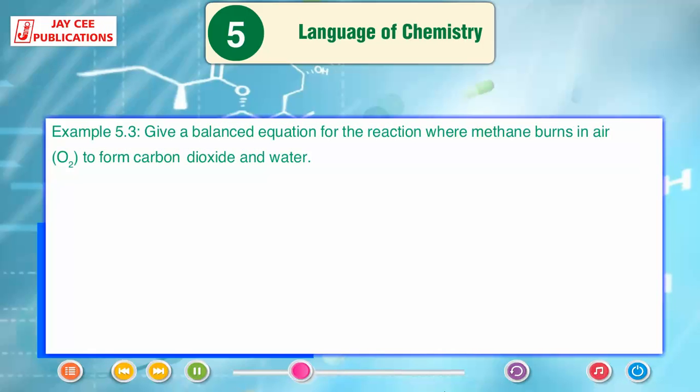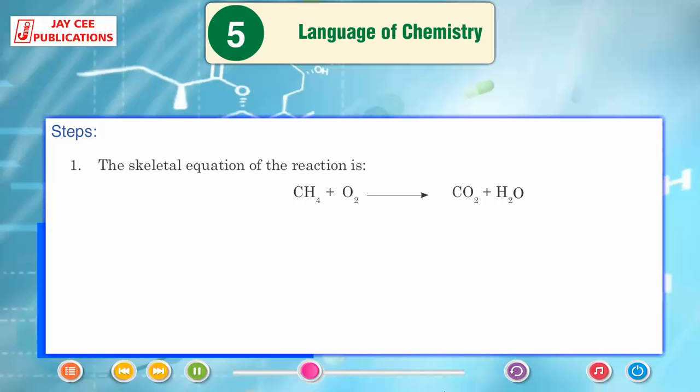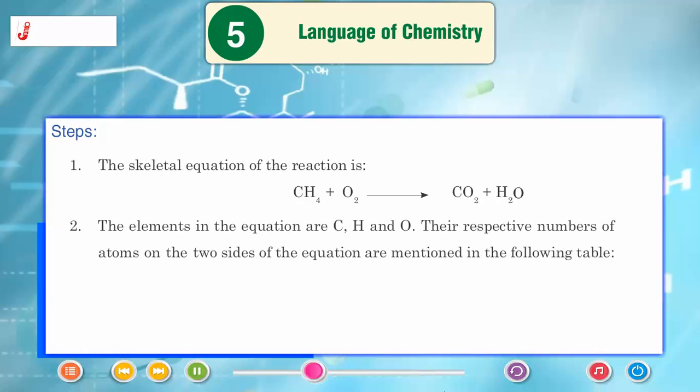Example 5.3. Give a balanced equation for the reaction where methane burns in air, O2, to form carbon dioxide and water. The word equation for this reaction is: methane plus oxygen gives carbon dioxide plus water. Steps: 1. The skeletal equation of the reaction is CH4 + O2 → CO2 + H2O. 2. The elements in the equation are C, H and O. Their respective numbers of atoms on the two sides of the equation are mentioned in the following table.